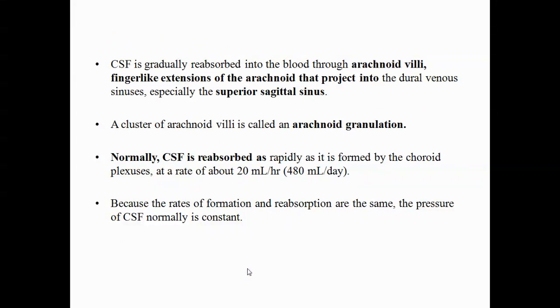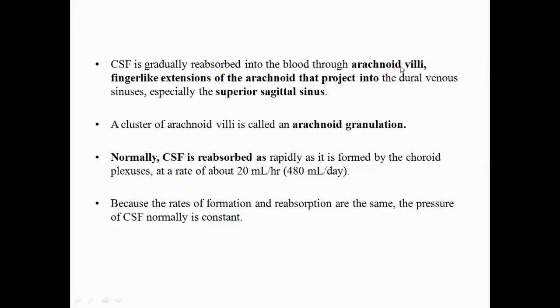So the CSF is gradually reabsorbed. As I told you, it is reabsorbed into the blood. There are some villi called the arachnoid villi. The arachnoid villi are finger-like extensions of the arachnoid layer that project into the dural venous sinuses. So the venous sinuses will collect the CSF through the finger-like projections called the arachnoid villi.